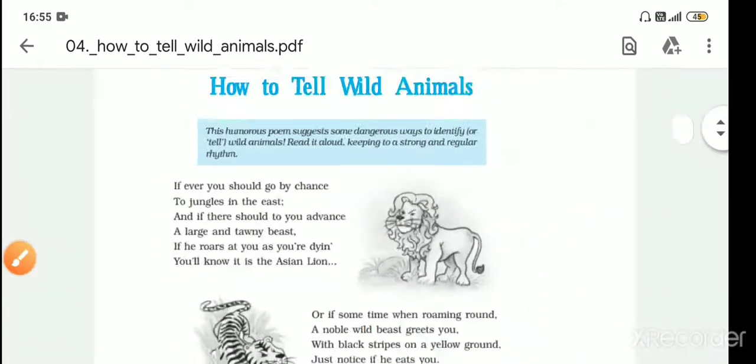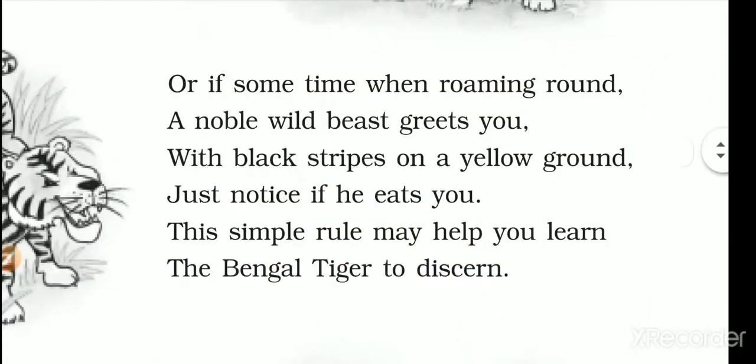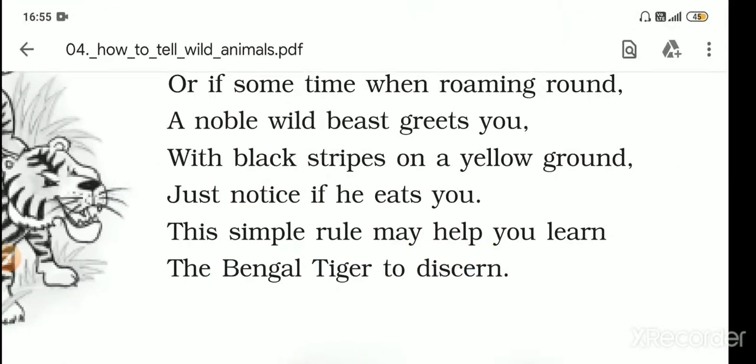Now, let us see the second stanza. In the second stanza: "Or if sometime when roaming round, a noble wild beast greets you with black stripes on a yellow ground, just notice if he eats you. This simple rule may help you learn the Bengal tiger to discern."